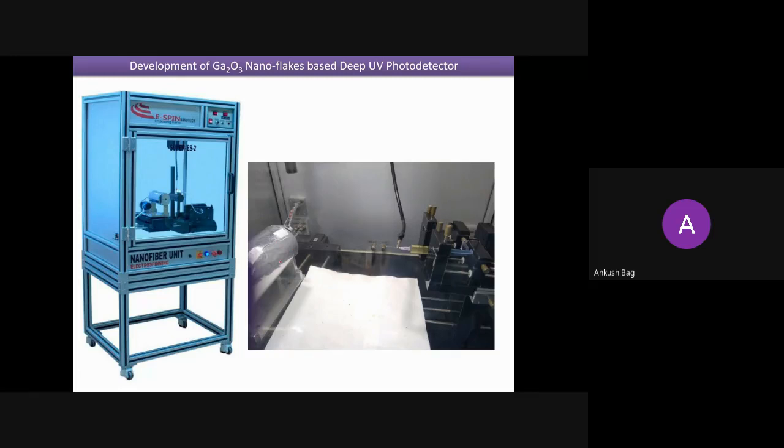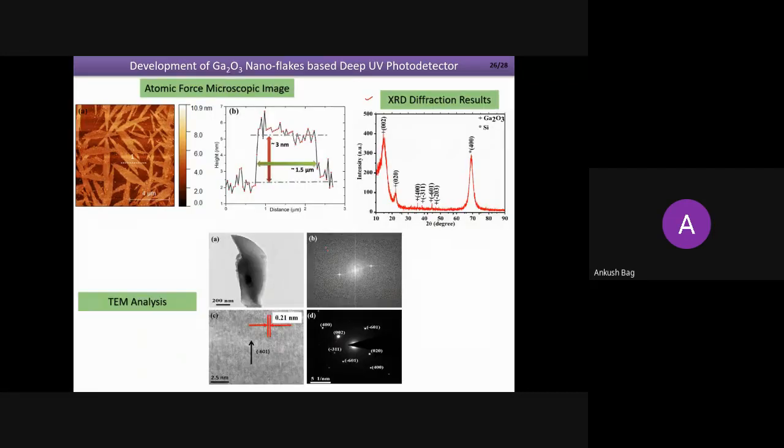After depositing the semiconducting nanostructures along with the polymer using this electrospinning technique, we anneal all these nanofibers or nanostructures to evaporate out the polymers, because obviously we do not want the polymers to stay. Then we get only the semiconducting nanostructures. Using this, you can see we could achieve very small nanoflakes, with a thickness of around 3 nanometers.